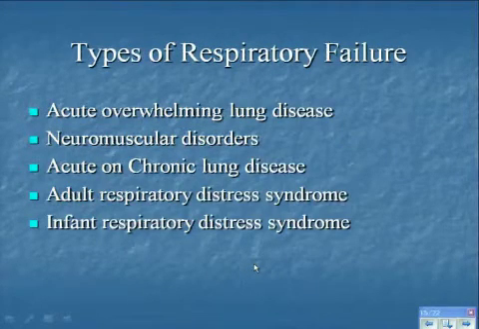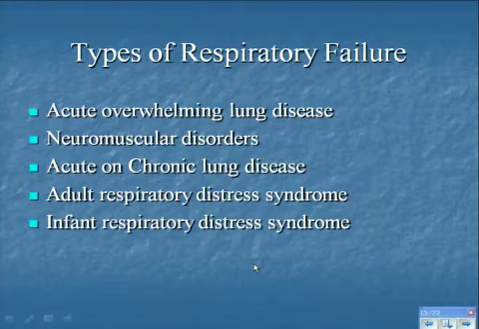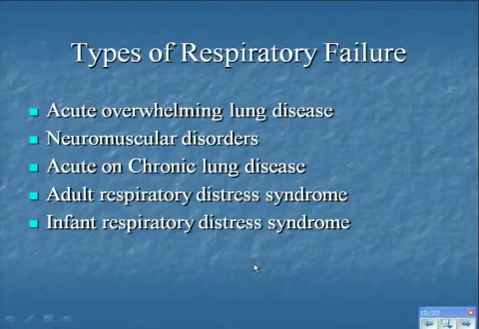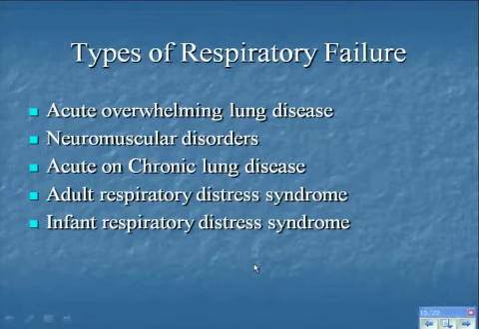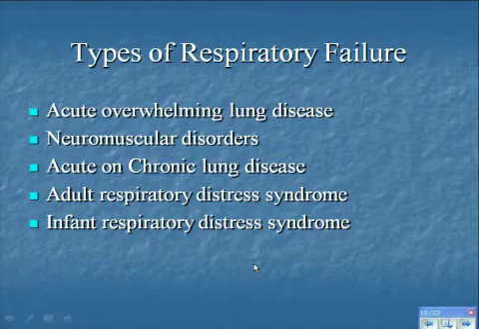Now, the types of respiratory failure that you'll see are acute overwhelming lung disease, such as ARDS. So you can have restrictive disease or obstructive disease. Things that also cause respiratory failure, these are more ventilatory failure forms, or neuromuscular diseases. Acute on chronic lung changes, of course. Somebody who has COPD then develops pneumonia and adds one more thing to it that the lung cannot compensate.